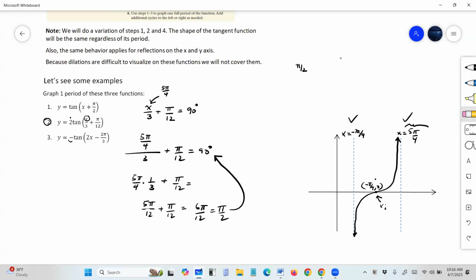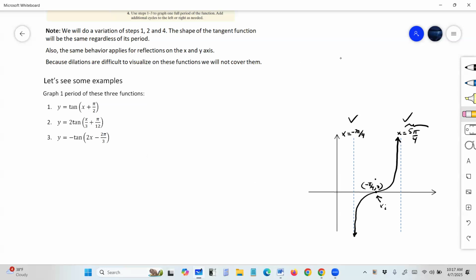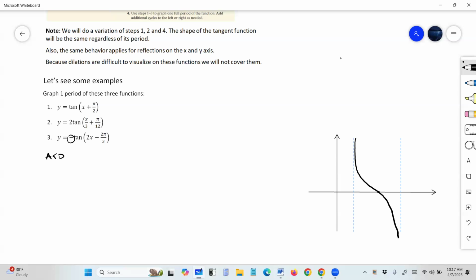Okay, now let's check the last case. The last example I have is one that has a minus. So the minus is, as we've seen before on the transformations, A is negative, which is a reflection on the x-axis. So when you graph your tangent, instead of graphing the normal way, the piece on the left side of the tangent is going toward positive infinity, and the one on the right is going toward negative infinity. So this is what the graph should look like on a minus tangent.